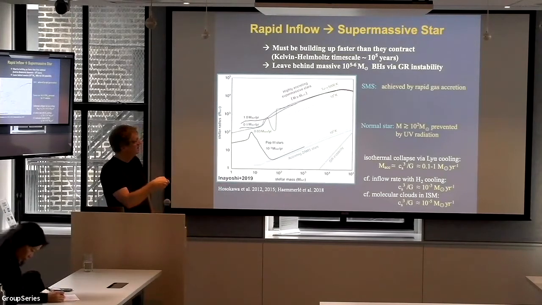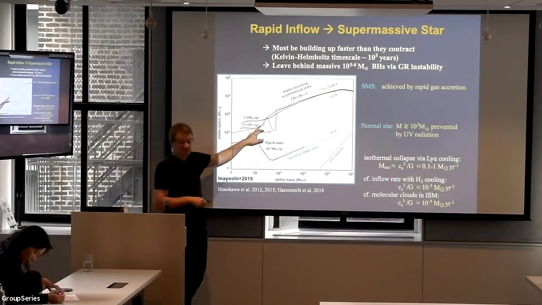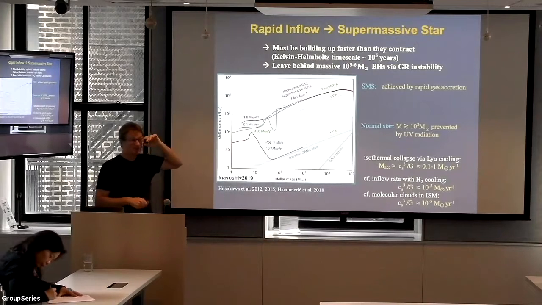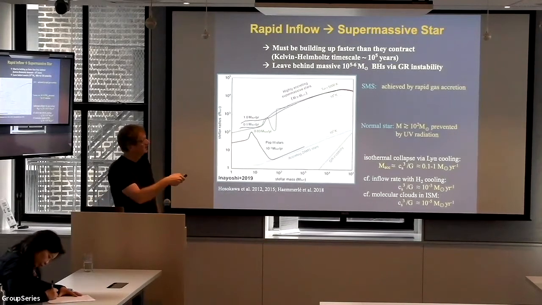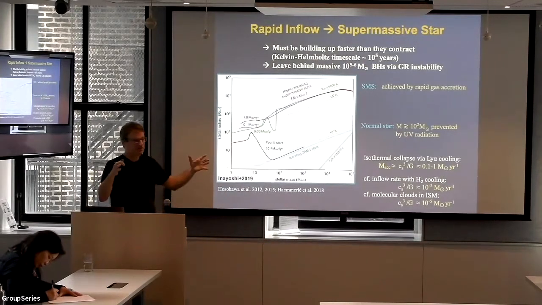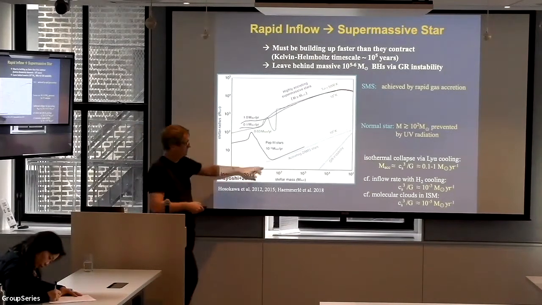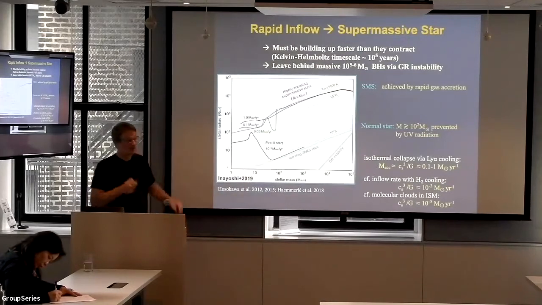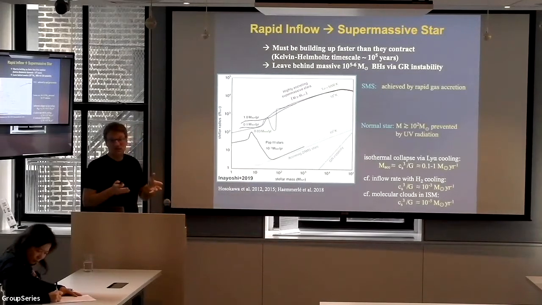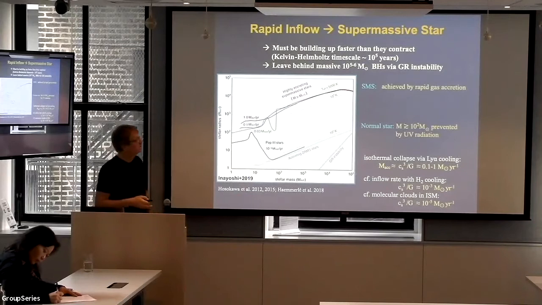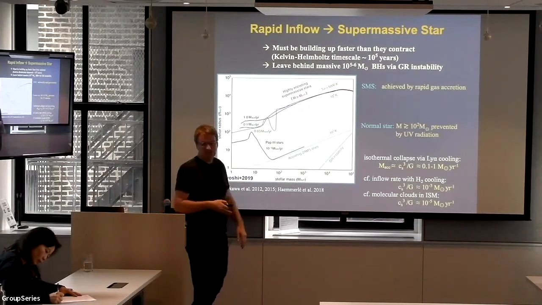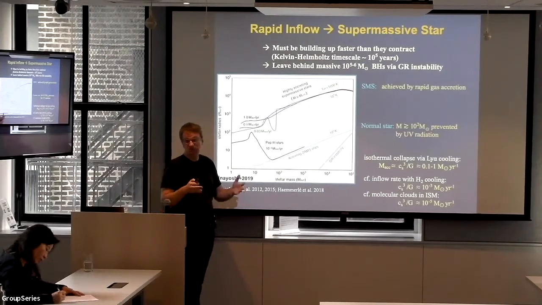But the main point here is that if you really accrete this rapidly, then the star never contracts. Its surface temperature, it's like a red giant. It's very red and very large. You see the size is about 100 times larger than the normal massive star. And therefore it emits infrared radiation, not UV. So it never has any reason to terminate further accretion.